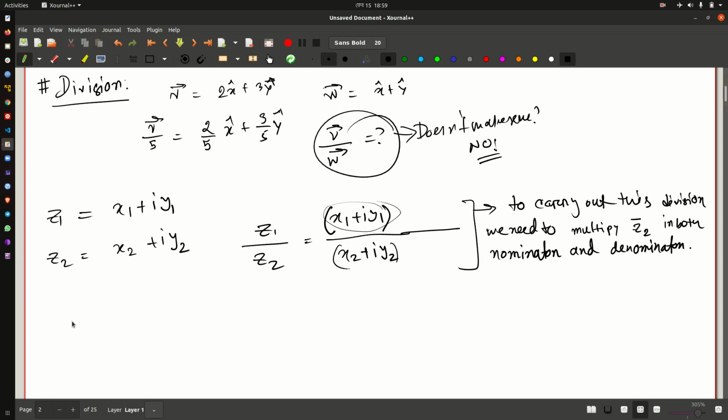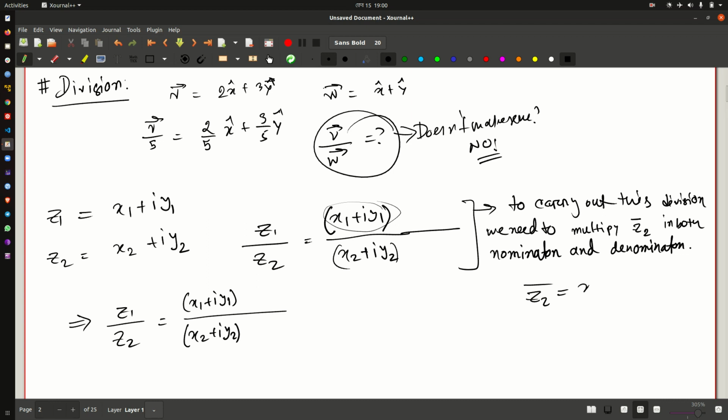So again we are trying to divide these two things, z1 and z2, and we have x1 plus iy1 and we have x2 plus iy2, but we said we want to extract out a real number in the denominator, so we want to multiply with z2 bar, and z2 bar is what? x2 minus iy2. So let's see what happens.